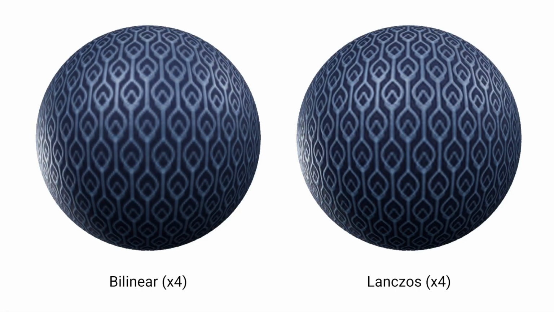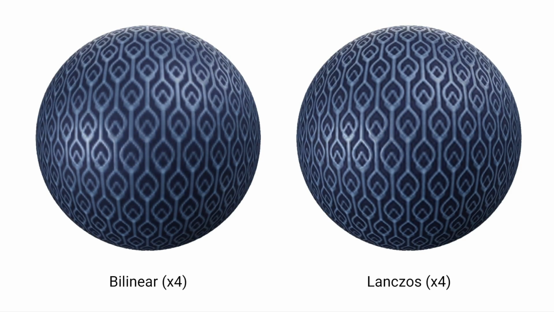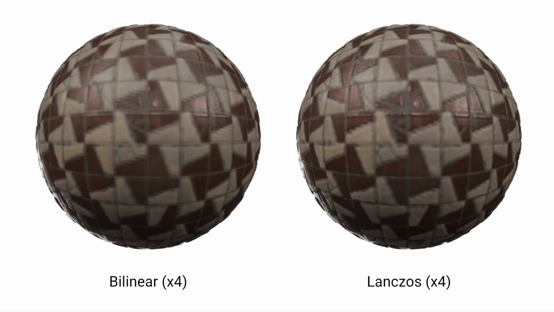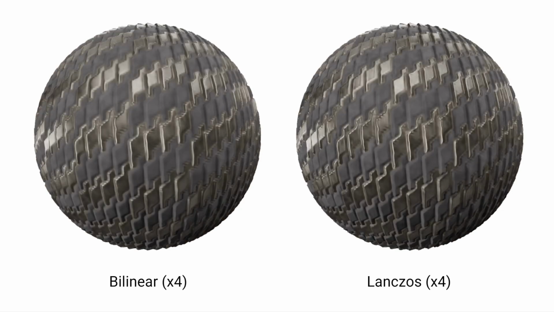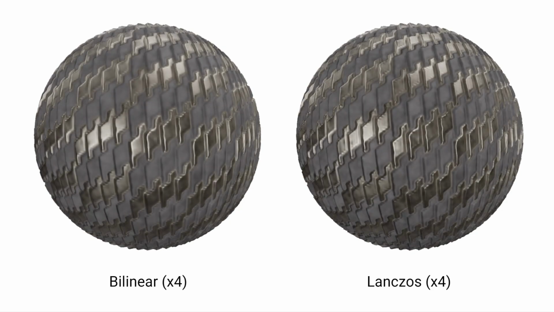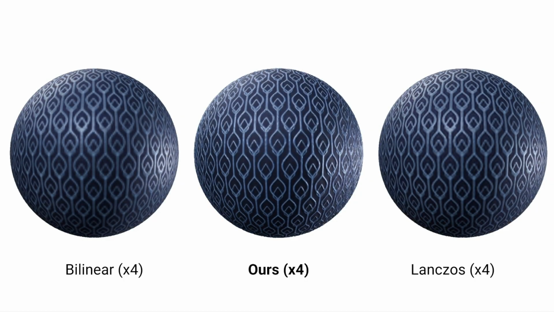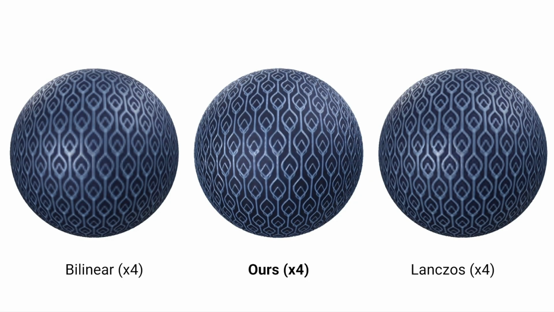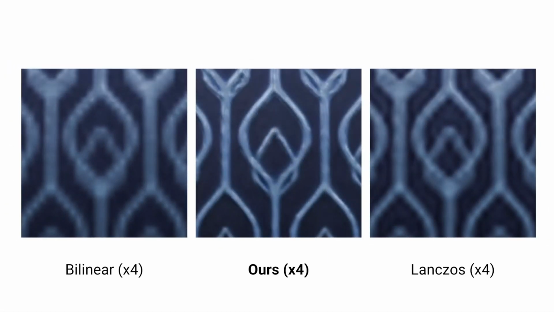When dealing with material upsampling, processing each SVBRDF map independently using classical image filters, such as bilinear or Lanczos, leads to strong aliasing and ringing, as seen in these examples. We present a method for SVBRDF super resolution which provides sharper and more detailed maps. This is visible in these zoomed-in insets.